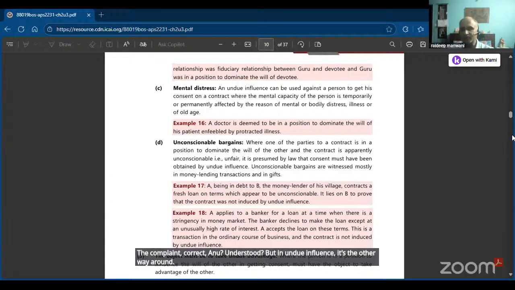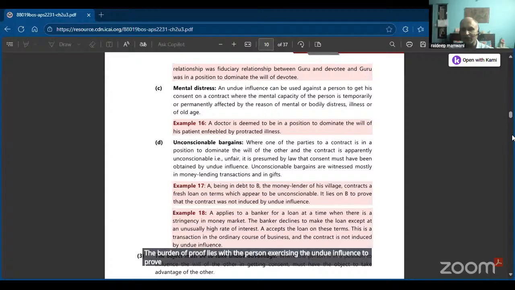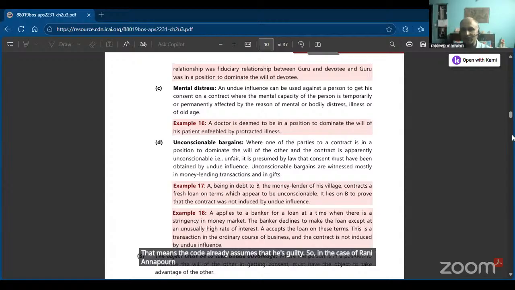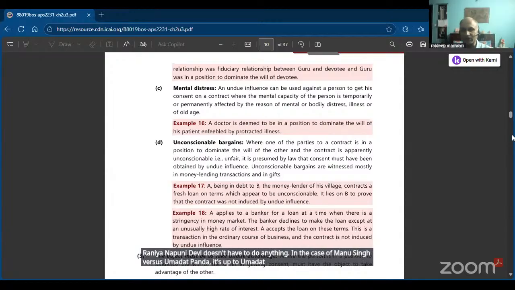The burden of proof lies with the person exercising the undue influence to prove he's not guilty. That means the court already assumes that he's guilty. So in the case of Rani Annapurni Devi versus Swaminathan, it's up to Swaminathan to prove in the court that he's not guilty. Rani Annapurni Devi doesn't have to do anything. In the case of Manu Singh versus Umadat Pandey, it's up to Umadat Pandey to prove that he is innocent in the court of law.